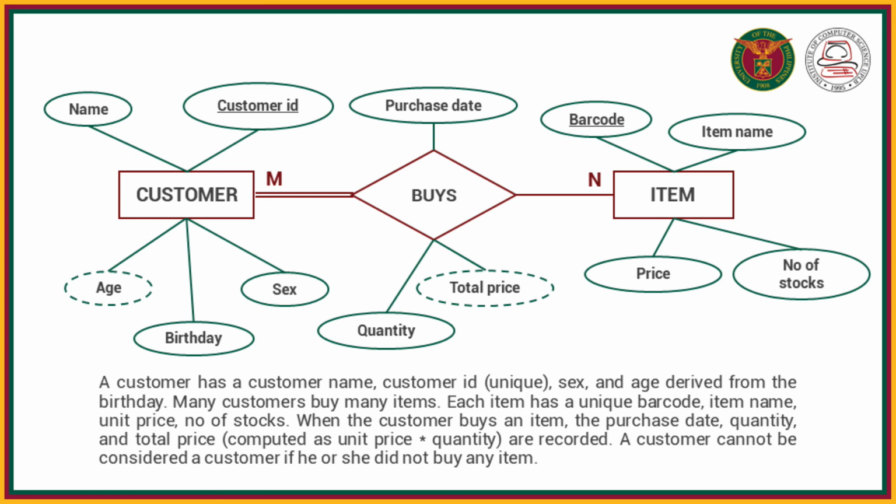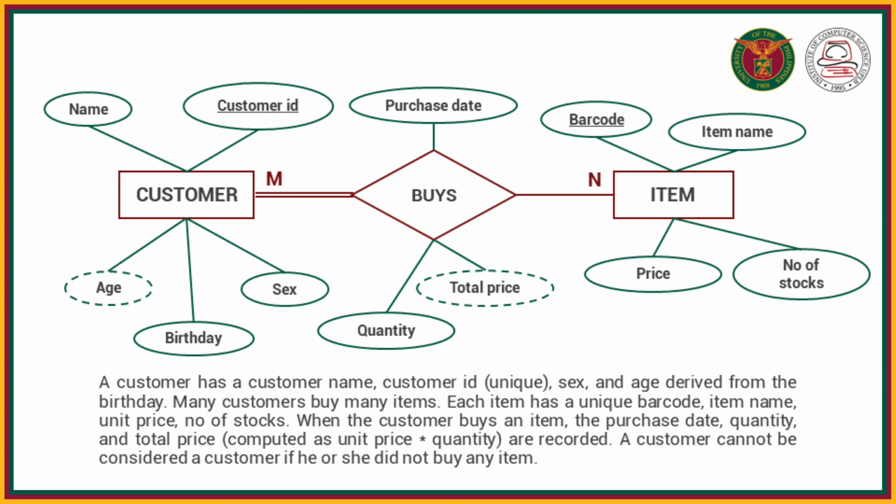For our last example, let's read the problem. A customer has a customer name, customer ID, which is unique, so that will be our primary key, sex, birthday, and age. Age is a derived attribute. Many customers buy many items, so that sounds like a many-to-many relationship. Each item has a unique barcode, which is our primary key, item name, unit price, and number of stocks. When the customer buys an item, the purchase date, quantity, and total price computed as unit price times quantity are recorded. So those are the attributes of our relationship.